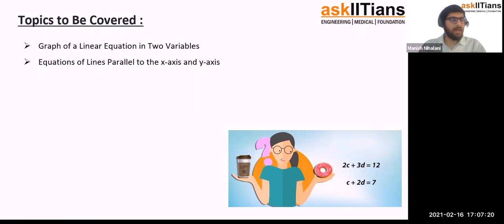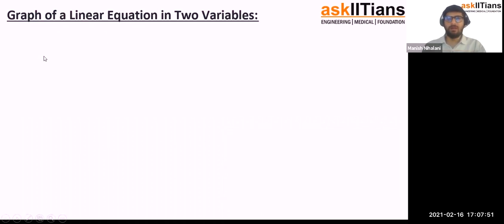So now let's see what are the topics which we are going to cover in today's class. First thing is graph of a linear equation. So we would be learning how do we represent a linear equation in two variables on a graph, right? And how to represent lines which are parallel to x-axis and y-axis, how to write their equations, what is the equation of x-axis, what is the equation of y-axis, because they are also lines, right? So let's quickly see what the graph of a linear equation looks like.